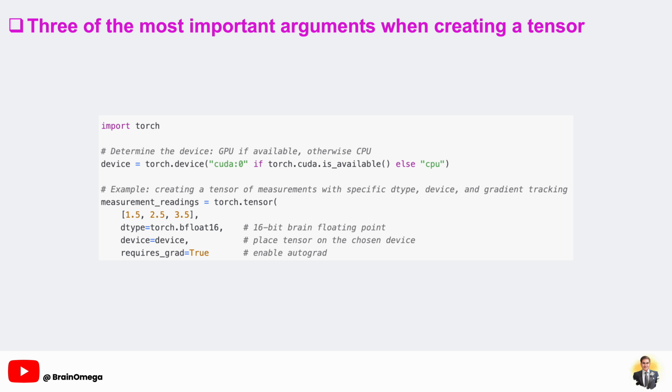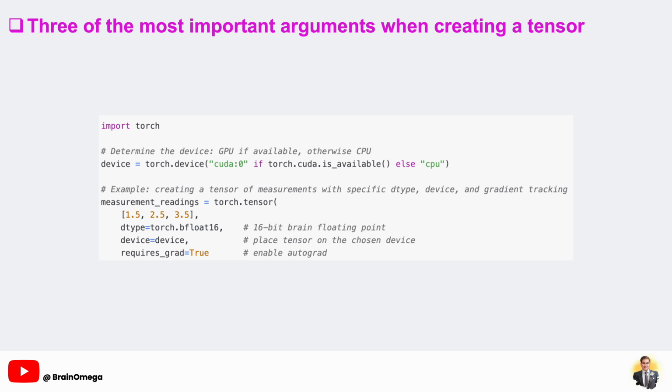As we learned in our dtypes tutorial, bfloat16 is a modern, memory-efficient format that's great for training large models on the latest hardware. By setting this explicitly, we are making a conscious choice to optimize for performance and memory usage.